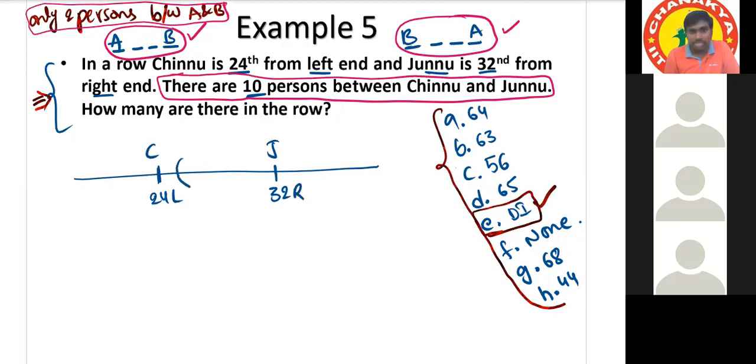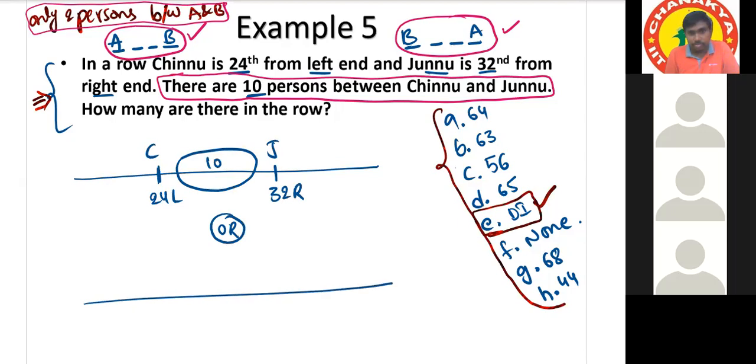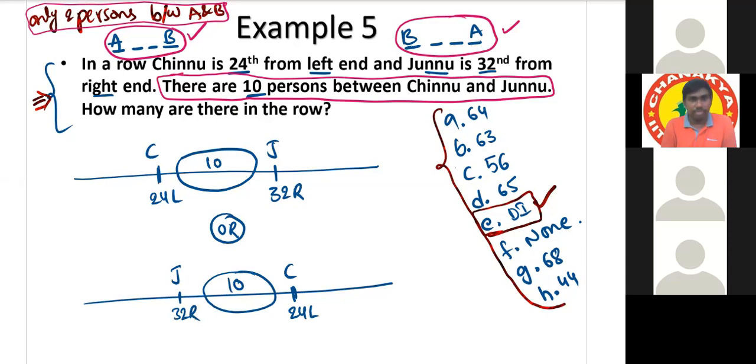And there are how many persons between them? So 10. 10 members between them. So this is one arrangement, and one more arrangement is this: this is Chinnu, he is 24th from left hand, and this is Junnu, and he is 32nd from right hand, and there are 10 members between them. So in both the arrangements, it is 10 members only between them.